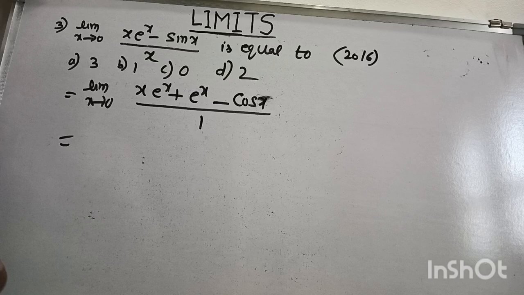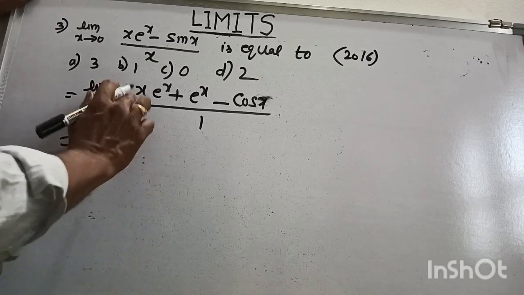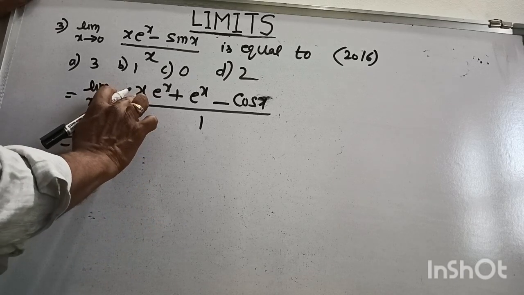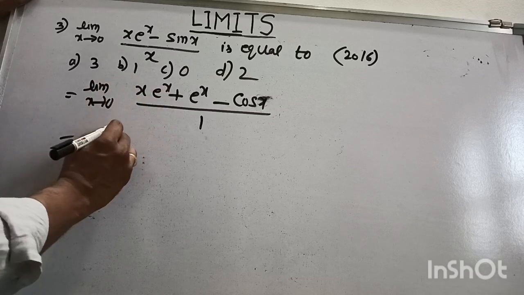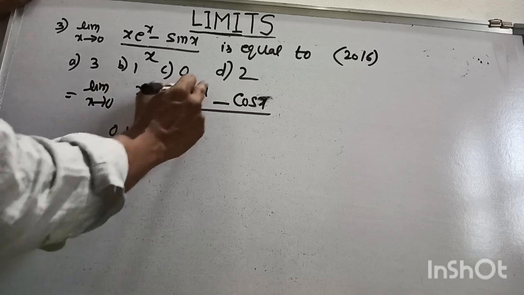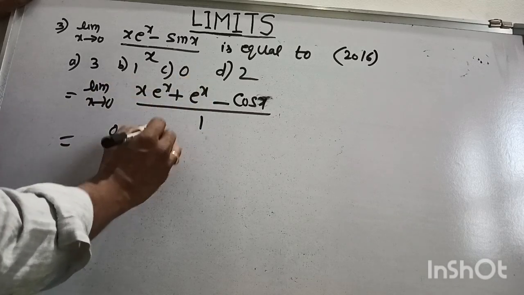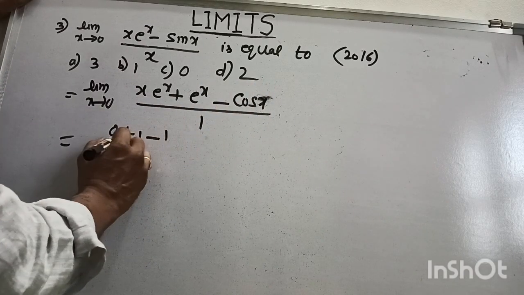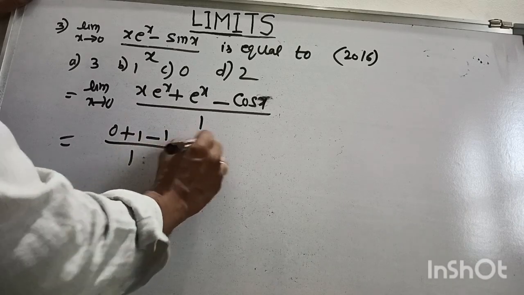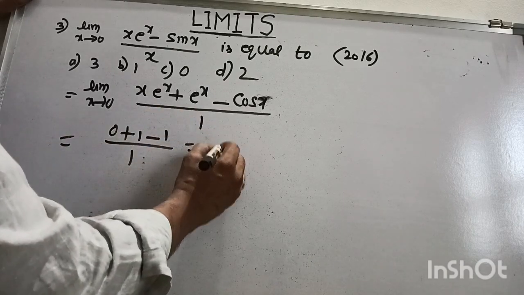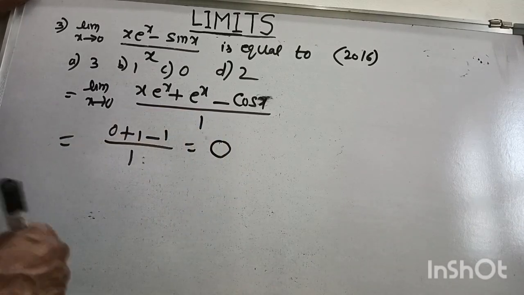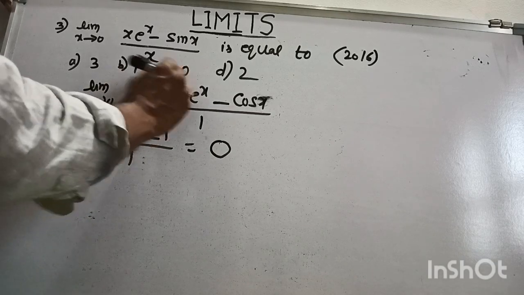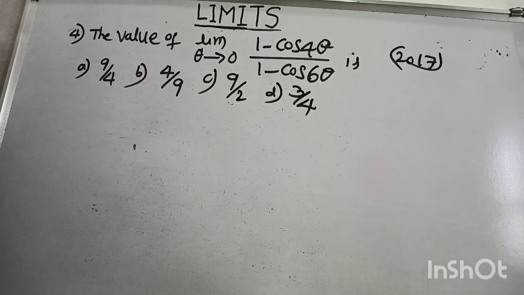Now substitute the limit value x tends to 0. Here the first term is x, so it becomes 0, plus e power 0 is 1, minus cos 0 is 1, divided by 1. So 1 minus 1 is 0, 0 by 1 is 0. Therefore option C is correct.